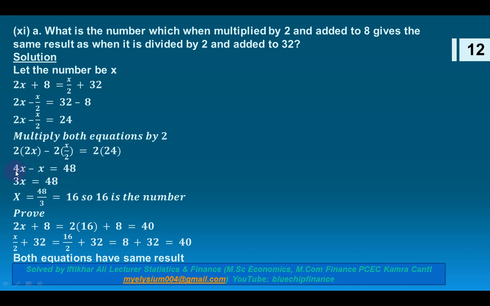And 4x minus x will be 3x. So 3x equals 48 and x will be 48 by 3. So 16 is the number, and you can prove this result. And this 16 means that, let the number be x, this x will be 16. So that is the last question of part B of this paper.